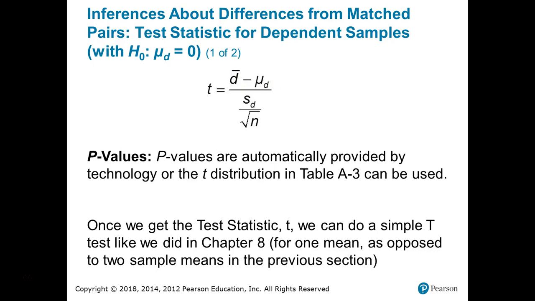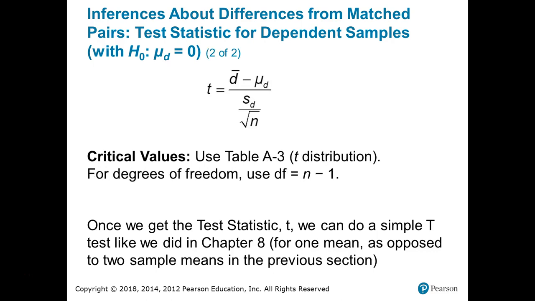Your p-values are provided by technology or table A3. Once we get this t-statistic, we can do a simple t-test like we did in chapter 8 for the one mean, as opposed to the two sample means in the previous section. To summarize, we're taking two paired sets of sample data and using them to make one t-value, by pooling them together by each individual matched pair of values, and then we're doing a simple t-test like we did in chapter 8, as opposed to the two sample mean we did in section 9.2.